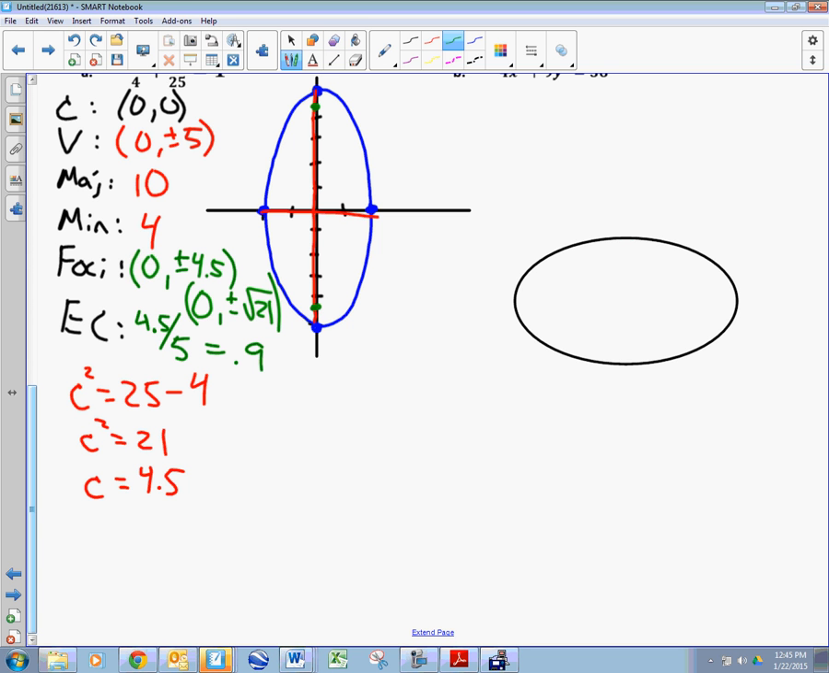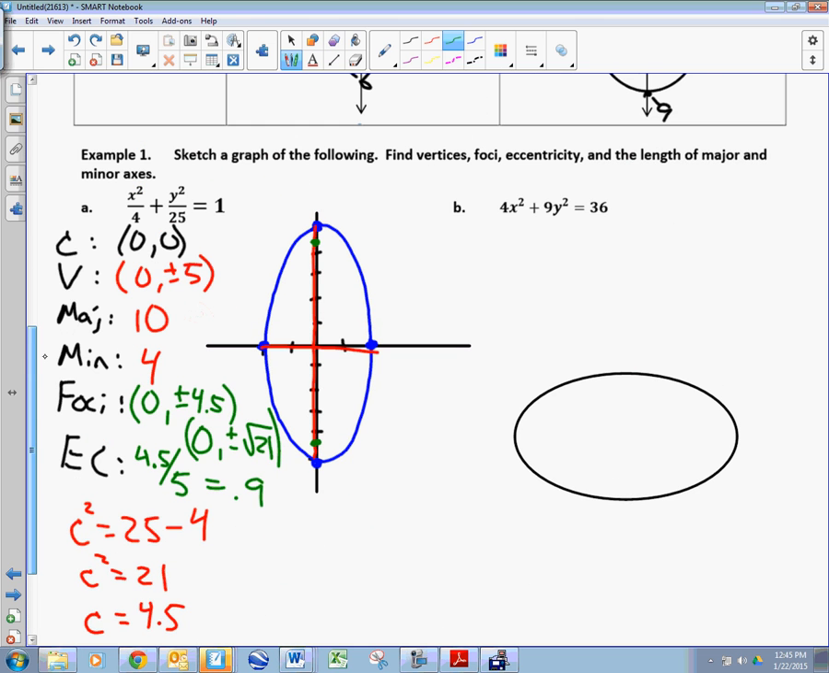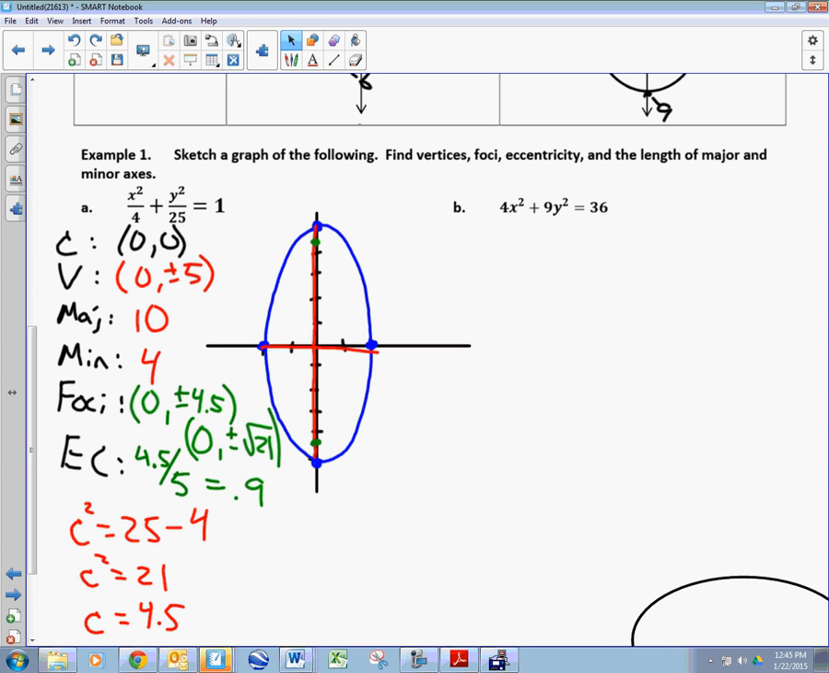Now that you've seen the whole thing go through once, watch how nicely this one works out. I mean, you're going to be able to fly through this. The only problem is that sometimes it's not in the form that we want. So it's got to be set equal to 1. So what are you going to do? How do you get it equal to 1? Divide by 36.